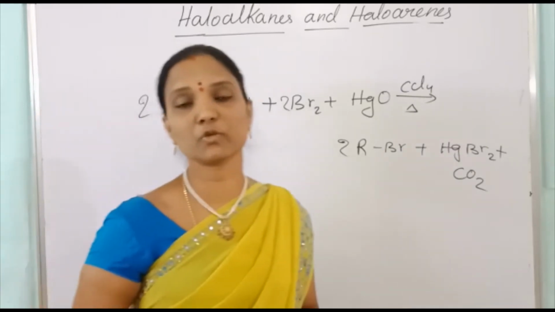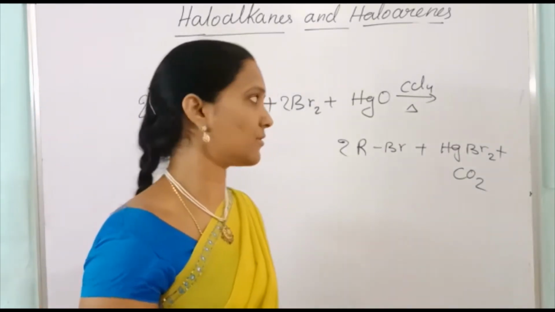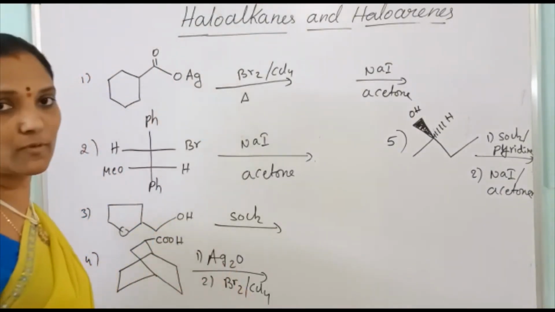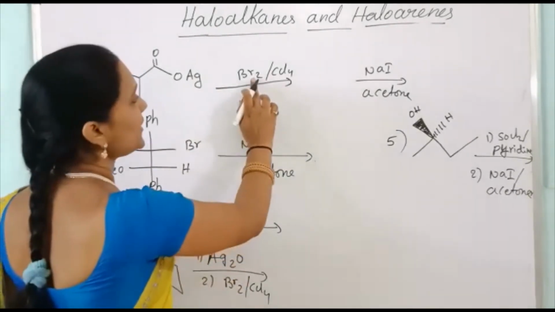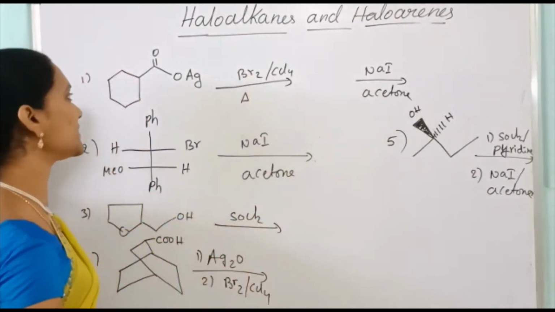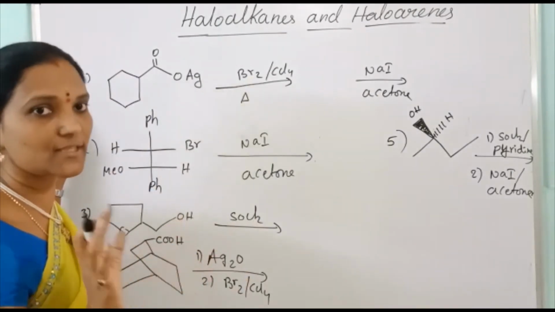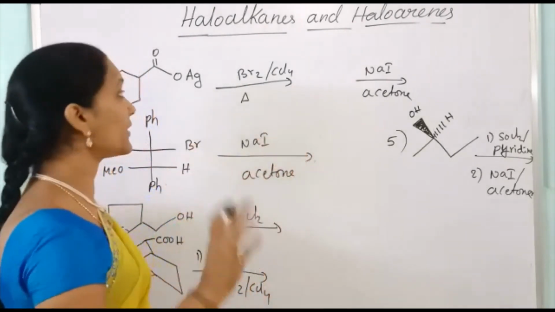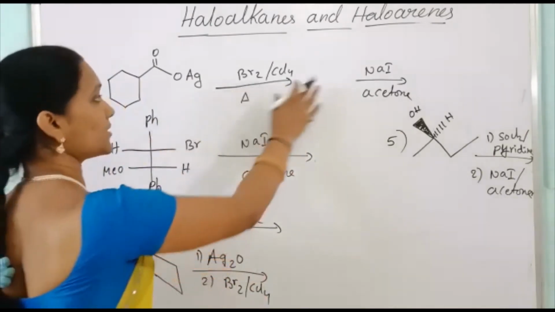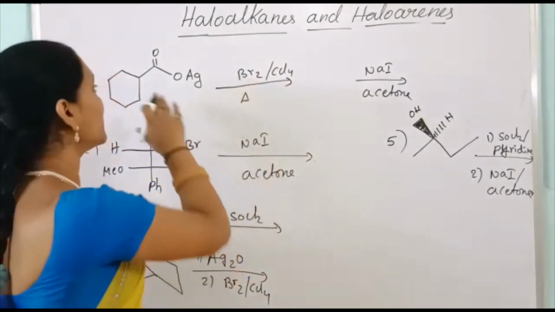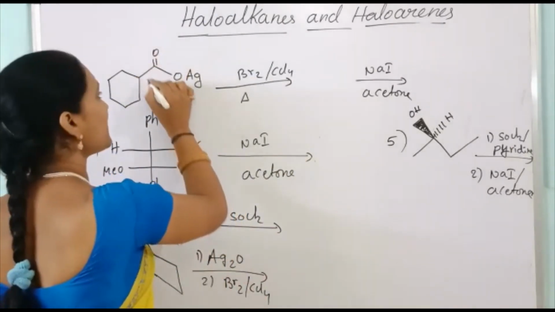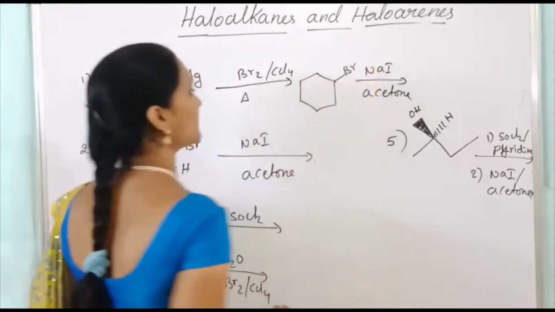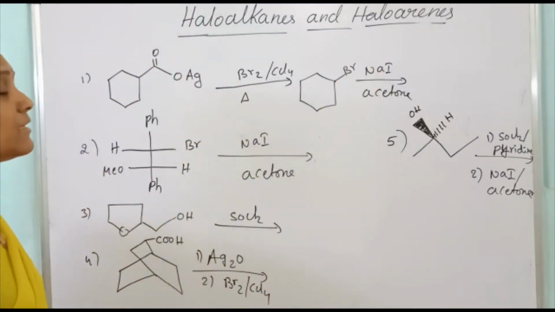Okay. These are the different methods used for the preparation of haloalkanes. So some examples. First example: RCOOAg, the silver salt of a fatty acid, is treated with bromine in the presence of CCl4. This reaction is the Borodin Hunsdiecker reaction, a free radical mechanism. How do we identify the product? We get a product with one carbon less than the reactant. Just remove the COOAg part, and it is replaced by Br. So bromocyclohexane.